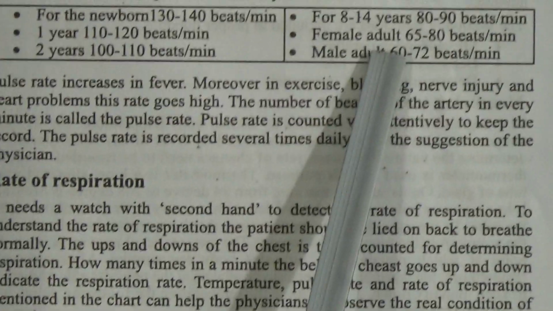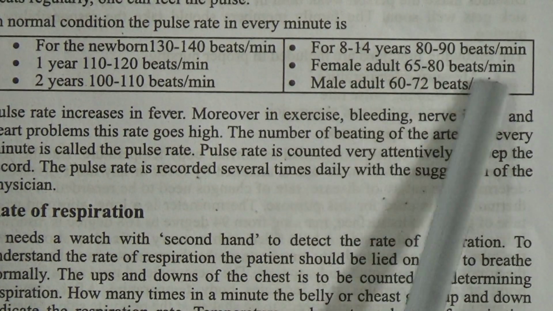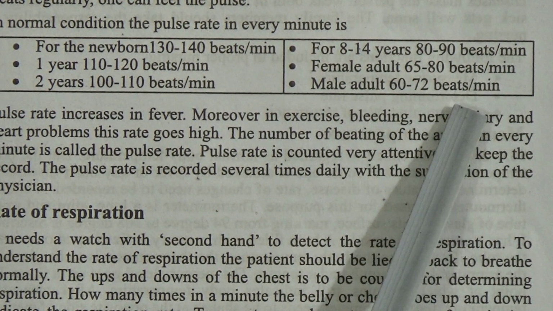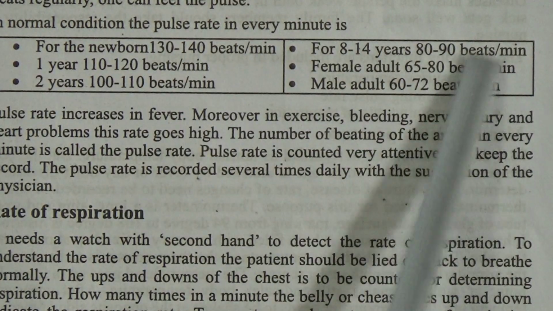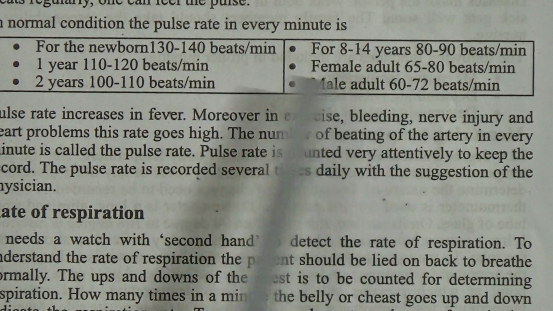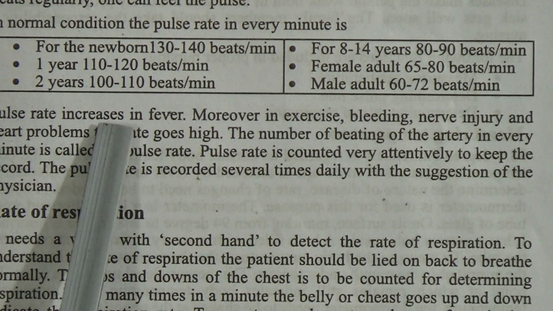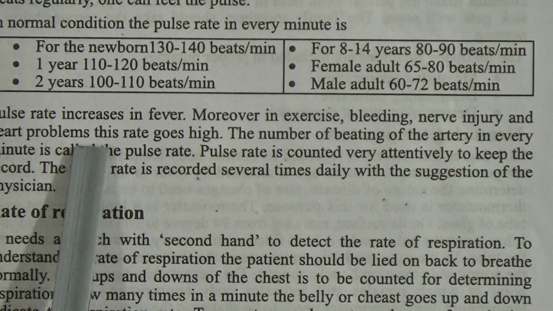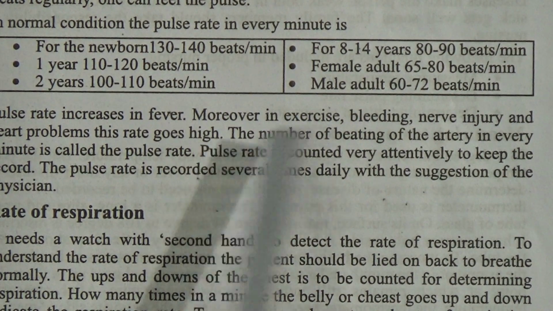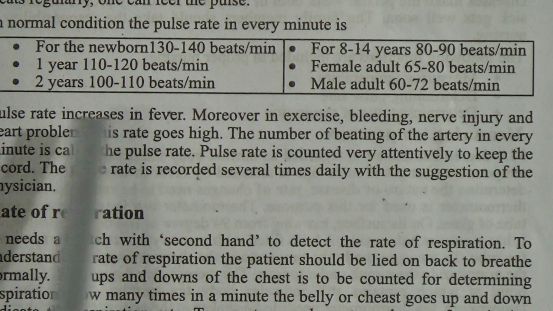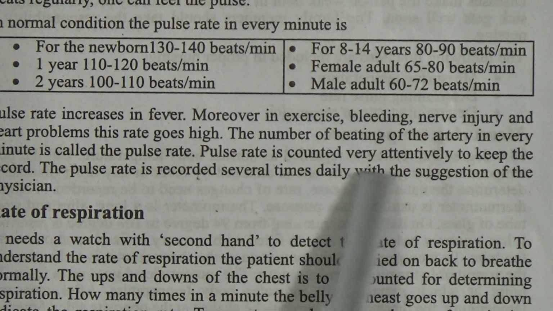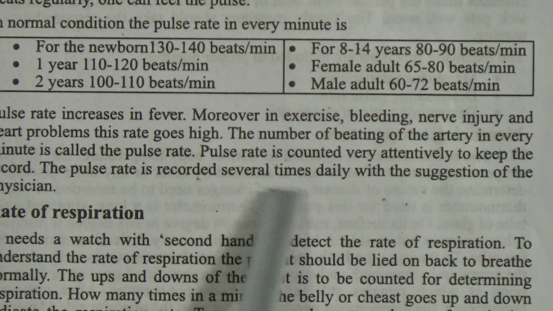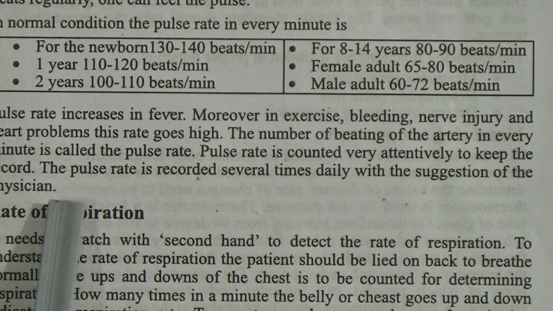And for a female adult, 60 to 80 beats per minute. Male adult, 60 to 72 beats per minute. So students, this is important for answering MCQ. You will memorize this. Pulse rate increases in fever. Moreover, in exercise, bleeding, nerve injury, and heart problems, this rate goes high. The number of beatings of the artery in every minute is called the pulse rate. Pulse rate is counted very attentively to keep the record. The pulse rate is recorded several times daily with the suggestion of the physician.